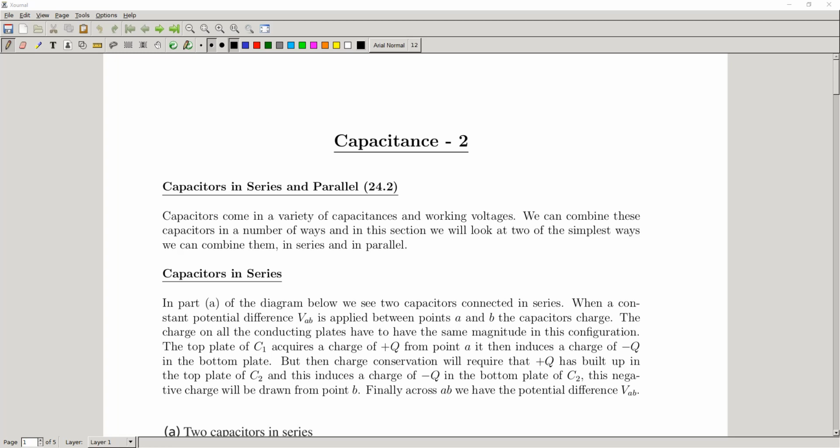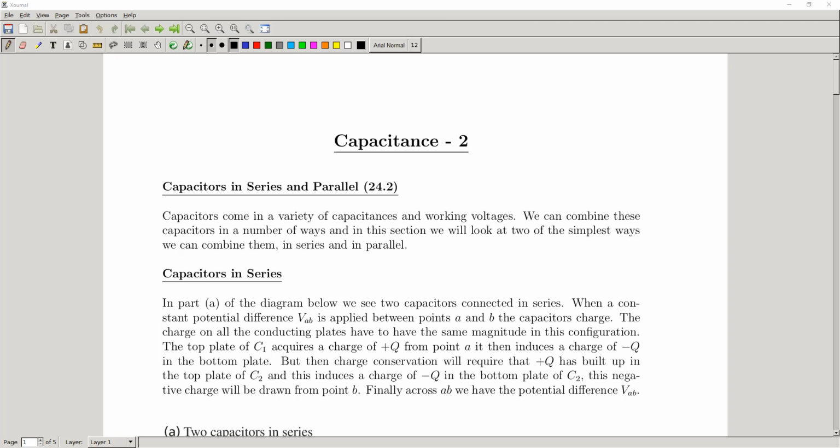This is going to be our second video in our capacitors and capacitance series. In this video, we're going to be looking at different ways we can combine capacitors. Everything I'm going to be talking about here is from the textbook, section 24.2. Let's get right into it.